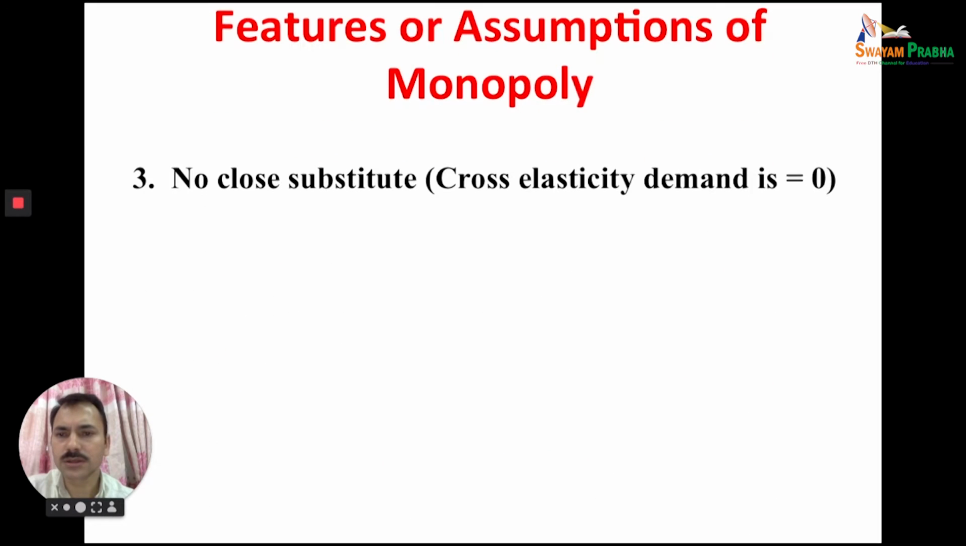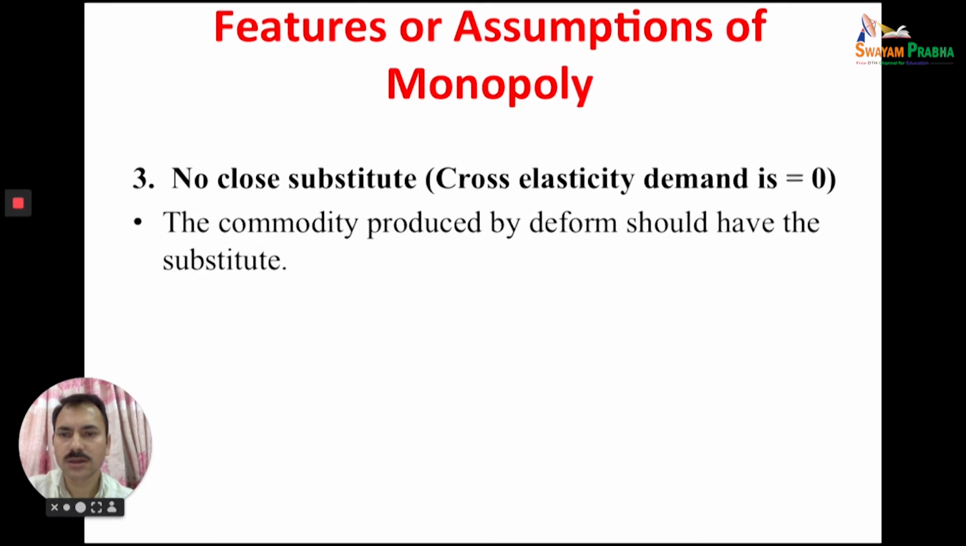Third point is no substitute. Cross elasticity of demand is zero in case of monopoly. The commodity produced by the firm should have no substitute in the market.